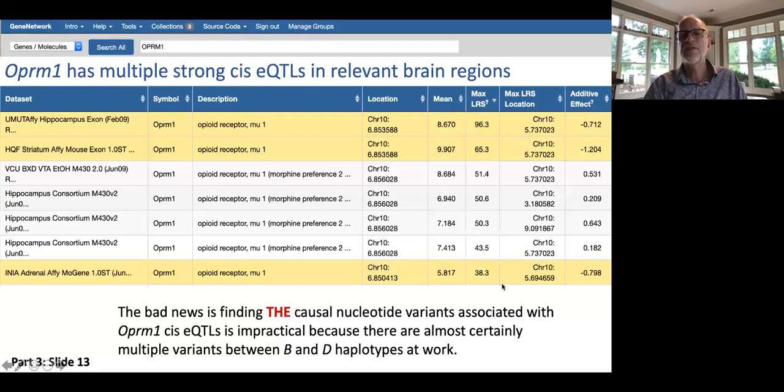All of these cis eQTLs are ridiculously strong. They're very close to the gene. The bad news here is that finding the causal nucleotide variant associated with these cis eQTLs is just impractical. It's not worth the work. The reason is that there are probably on the order of 2,000 variants in here. There's probably not a single causal variant working on the expression levels of mu-opioid. They're probably splice variants or all kinds of things that can happen.